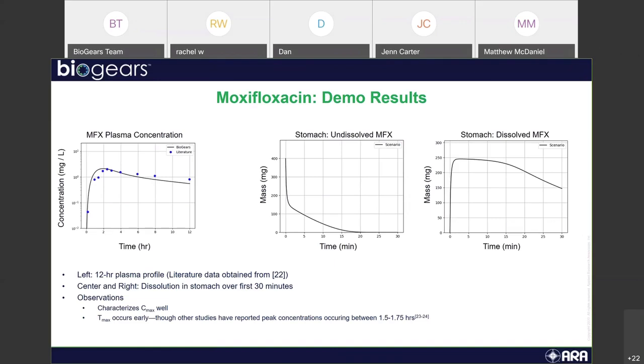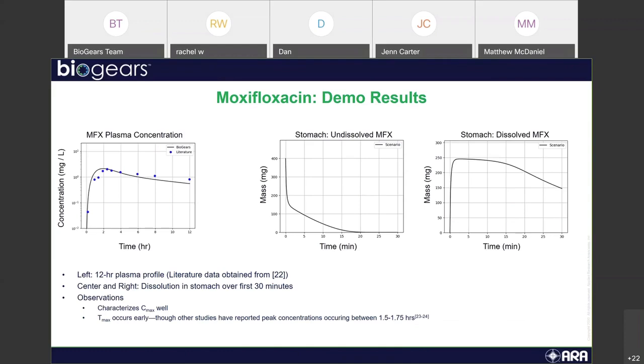The center and right plots, I just wanted to show the dissolving process in the stomach. You can see there's a pretty initially large change in dissolution there at the beginning that gradually slows over time. In about 20 minutes, all of your drug has dissolved in the stomach.